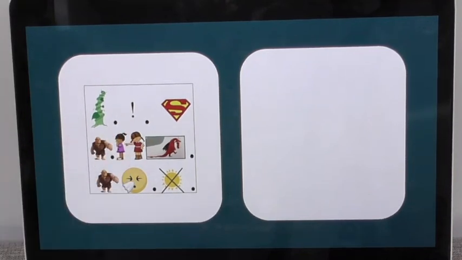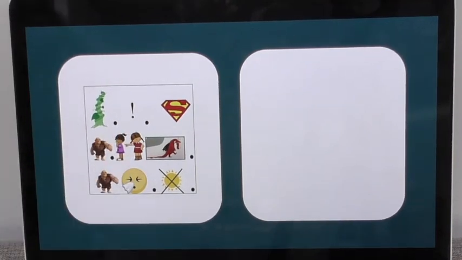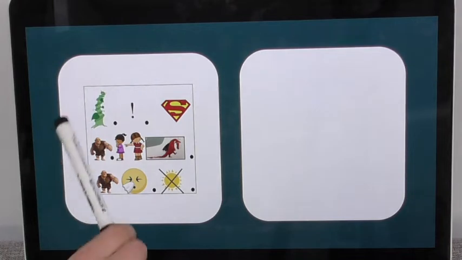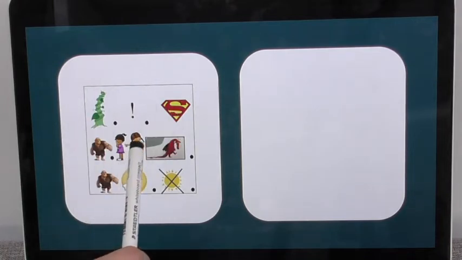Have a look at these images for the retrieval part of our lesson, and you and your child need to be able to retell the story using these images.